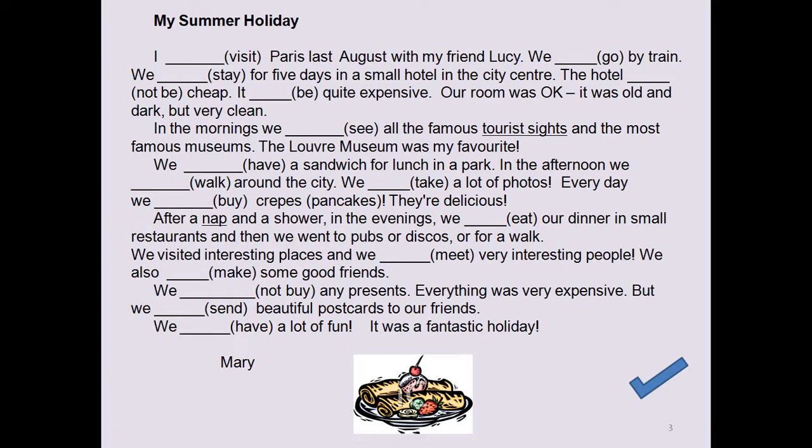Let's now read a text about summer holiday written by Mary. So Mary described her summer holiday. Let's read and fill in the text with past forms of the verbs in brackets. Mary kaže, I visited Paris last August with my friend Lucy. Posetila sam Paris prošlog avgusta sa prijateljicom Lucy. Išli smo tamo vozom. We went there by train. Dakle, od glagola go prošlo vreme je went.